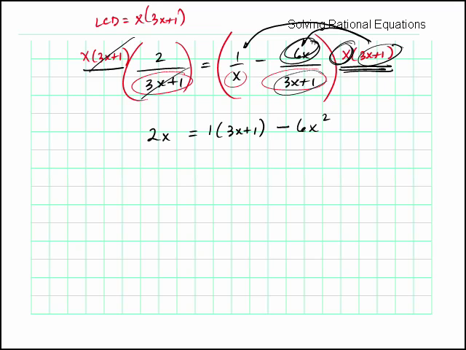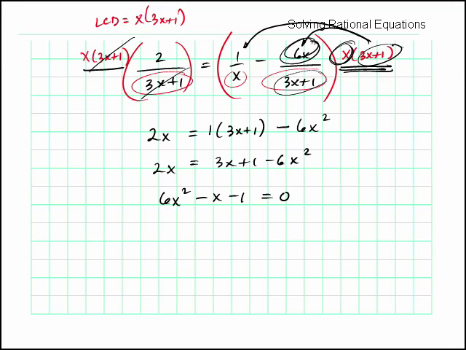I've eliminated all the fractions, so let's distribute. 2x equals, that's just 3x plus 1 minus 6x squared. This is a quadratic again, so we are going to solve it by factoring, and I'm going to move all the terms to the left side, setting the equation equal to 0, combining any like terms along the way. And so that will leave me with 6x squared, minus 3x over here, that'd be a minus x, and then minus 1 equals 0. If we combine our like terms correctly, we should end up with that.